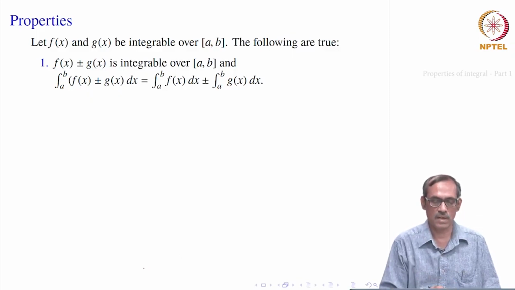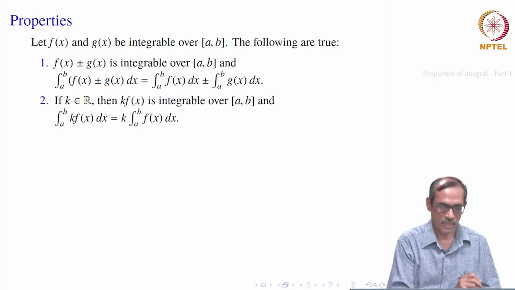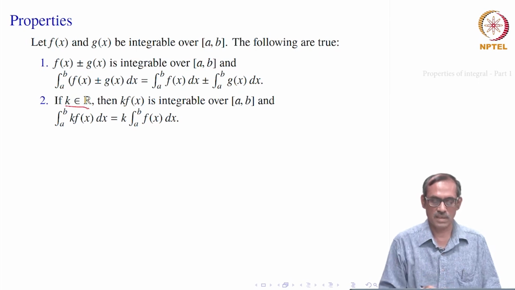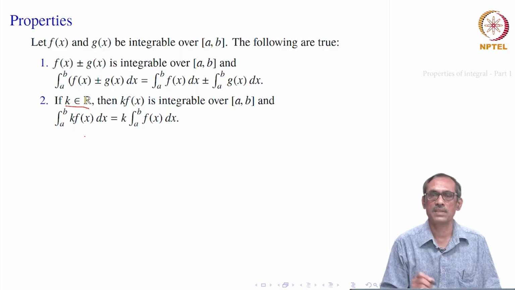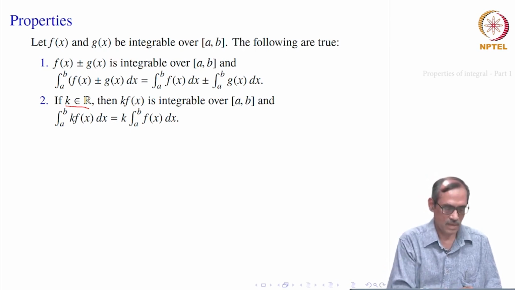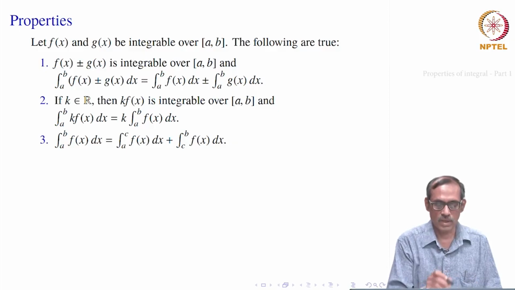Similar thing goes for when plus sign is replaced by minus sign. And suppose k is any real number, that is a constant, then k times f(x), which is another function, is also integrable, and again similar things hold, that is integral of k times f(x) equals k times integral of f(x). That also follows directly from the Riemann sum definition. So, we go to the next one.